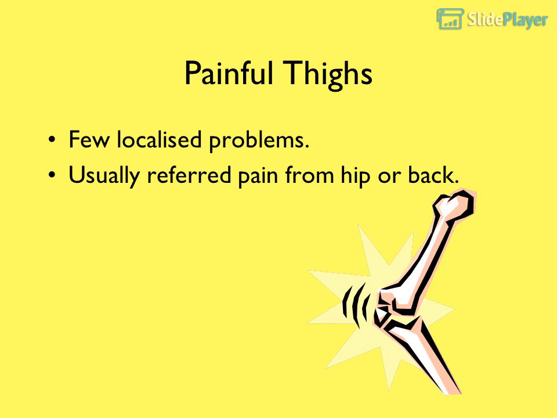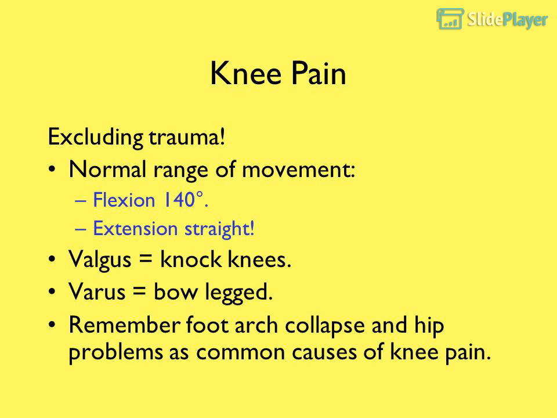Usually referred pain from hip or back. Knee pain excluding trauma. Normal range of movement. Flexion 140 degrees. Extension straight. Valgus equals knock knees. Varus equals bow-legged. Remember foot arch collapse and hip problems as common causes of knee pain.